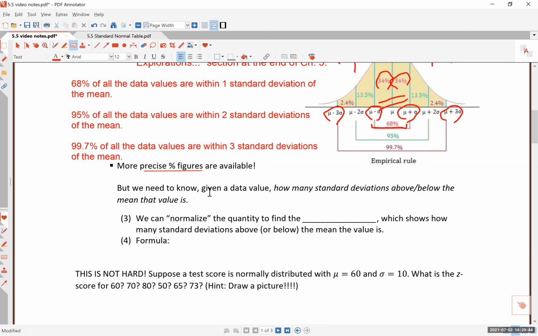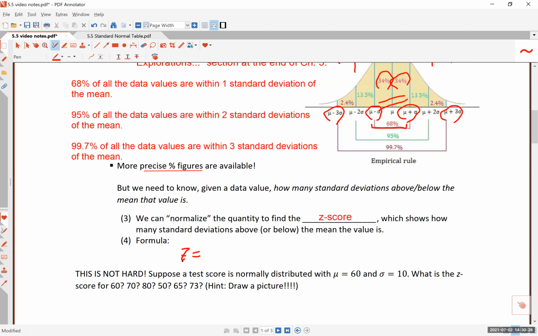What we do need to know is, given a data value, how many standard deviations above or below the mean that number is. So we can normalize this quantity to find the z-score. That's the key word here, the z-score of each value, which shows how many standard deviations above or below the mean the score is. Now I'm going to give you a formula here, just handwrite the formula. I don't want you to be scared of this, and in fact, it is quite intuitive how you define this.